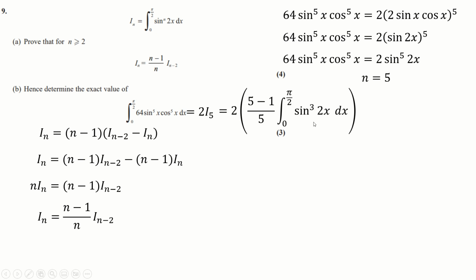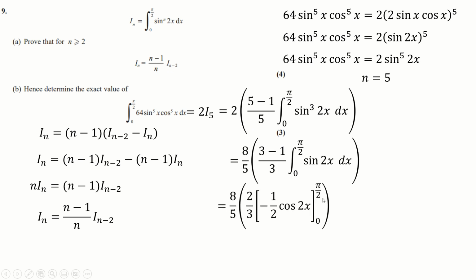But this here, using this formula, is just 3 minus 1 over 3 I1, because you would reduce that by 2 again, and I1 is just the integral of sine 2x. So that's quite cool. I've simplified a little bit of this. I can integrate sine 2x to minus a half cos 2x. I can put my two limits in, I can multiply some fractions out, and I eventually end up with that.